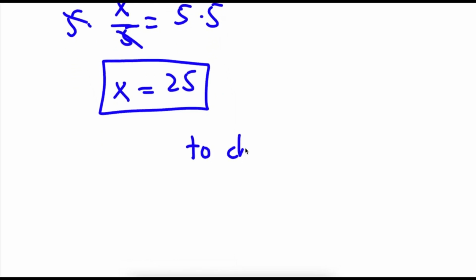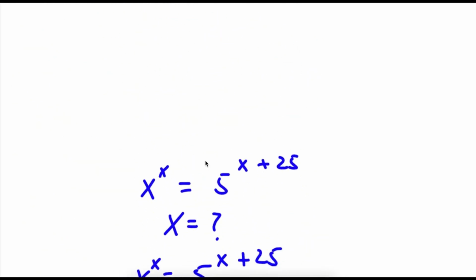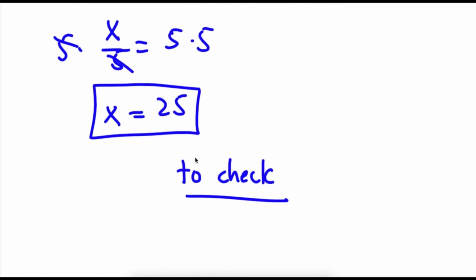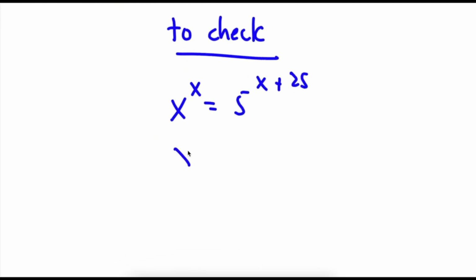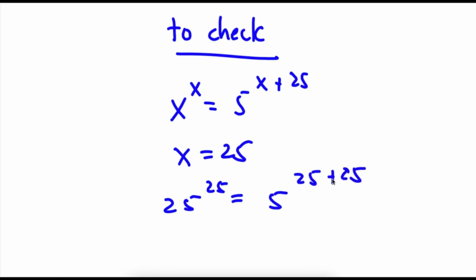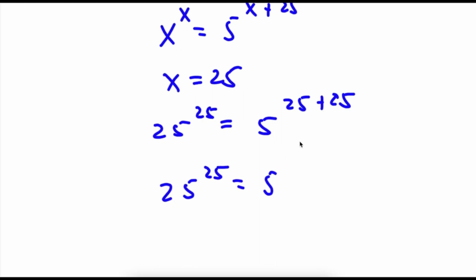Now, to check, our original equation was x to the power of x equals 5 to the power of x plus 25. Now x is equal to 25, so now I have 25 to the power of 25 is equal to 5 to the power of 25 plus 25. Now I have 25 to the power of 25 is equal to 5 to the power of 25 plus 25, which is 50.